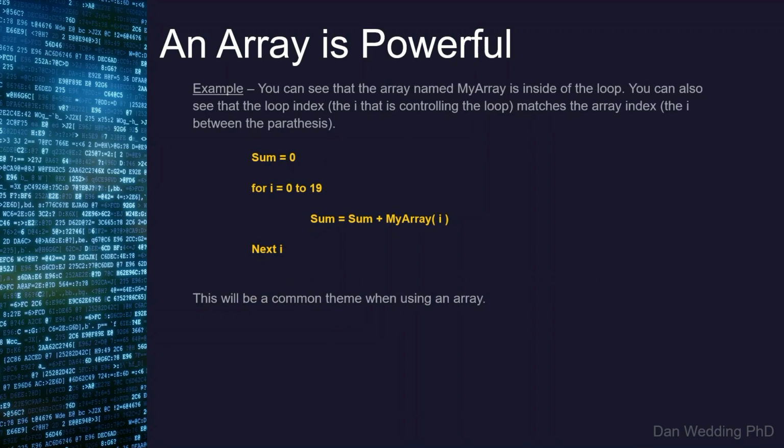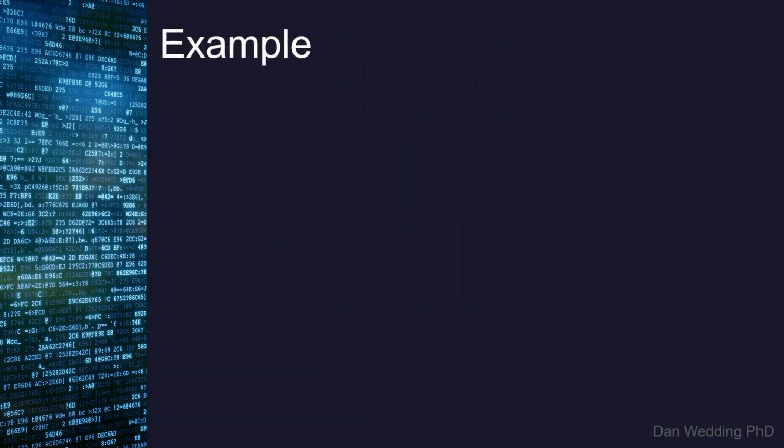You can see that the array named myArray is inside of the loop. You can also see that the loop index, the I that is controlling the loop, matches the array index, the I between the parentheses. This will be a common theme when using an array. Now that you have a basic understanding of how an array works, let's do some examples.